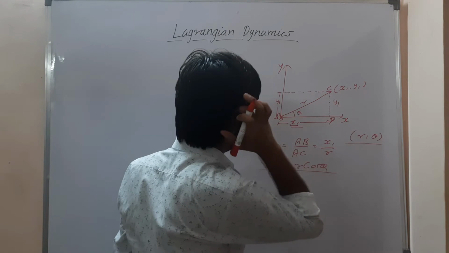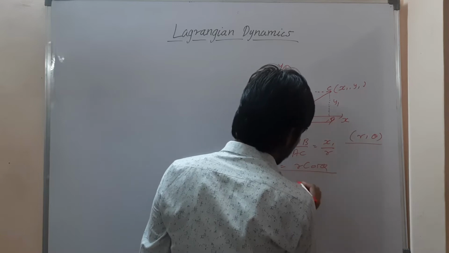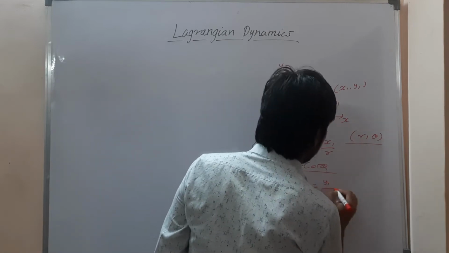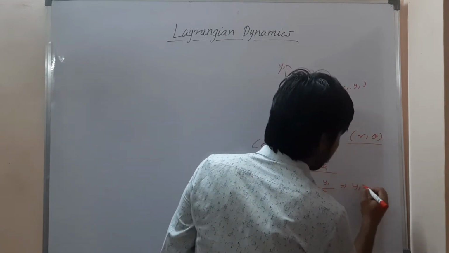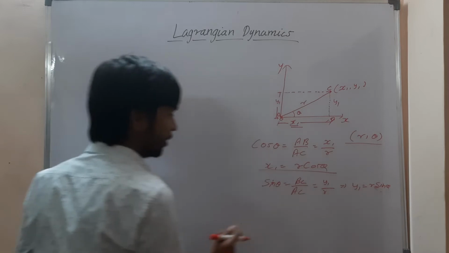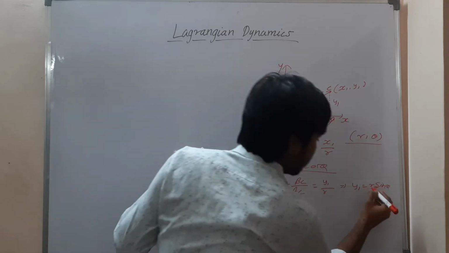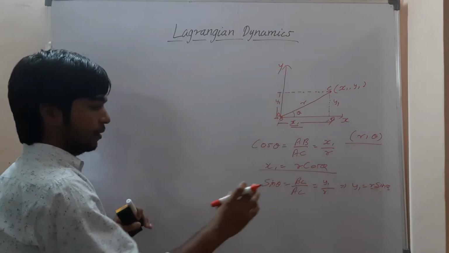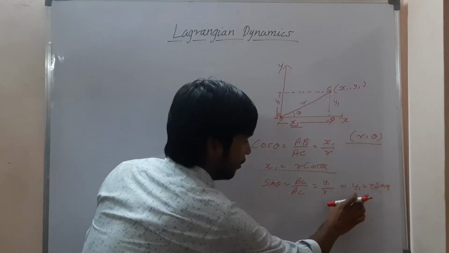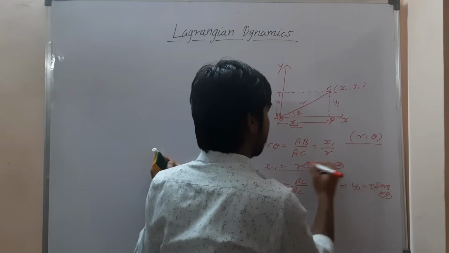Similarly, sin theta will be BC divided by AC. BC is y1 and AC is r. So y1 is equal to r sin theta. This is the relation between them, between r and theta and x1 and y1. Let me call this equation number 2, and the previous one equation number 1.